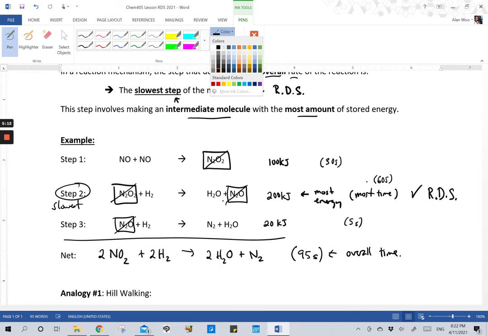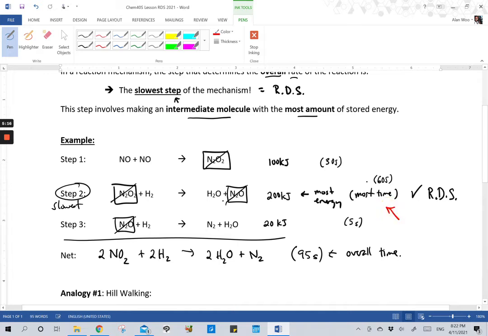So adding a catalyst to step 2, to the slowest step, will increase the overall rate. Okay, so if we can get that 60 seconds down to even 40 seconds, that'll be a much faster reaction.